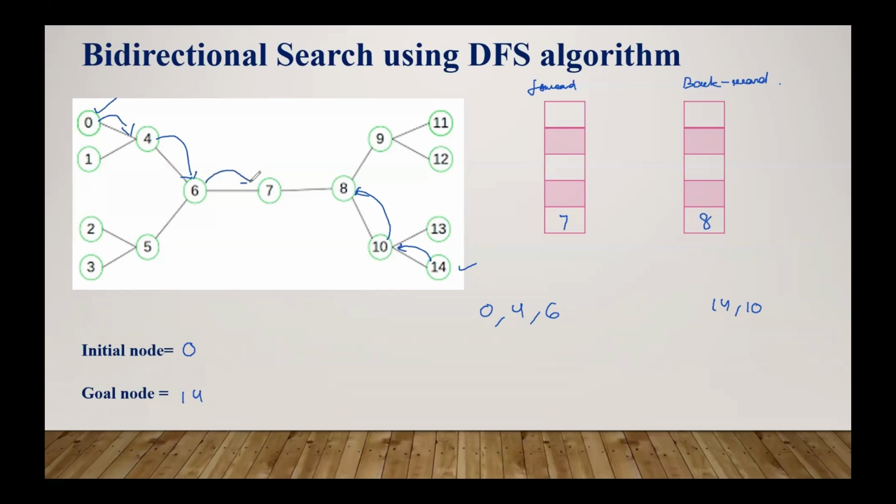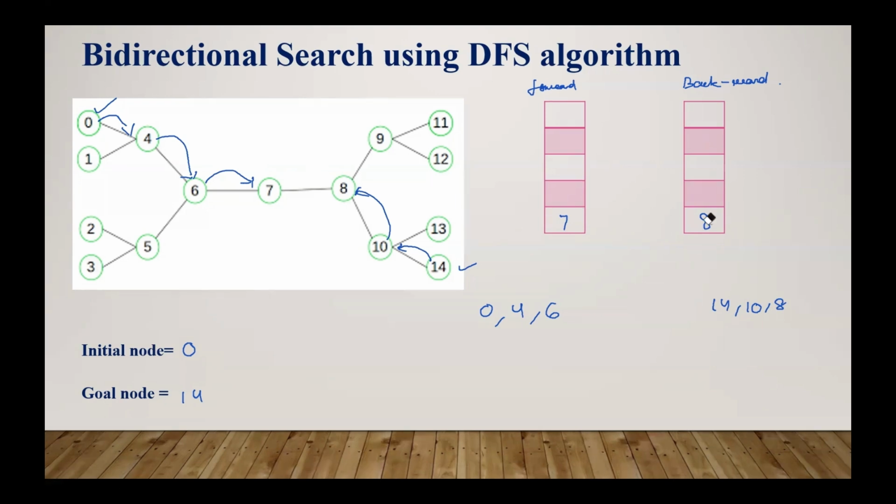Similarly, for the backward direction, what happened? Backward direction search. Right now, we have to mark the 8 as a visited node, and we have to pop the 8 element, and we have to push all the successors. The successor is 7.